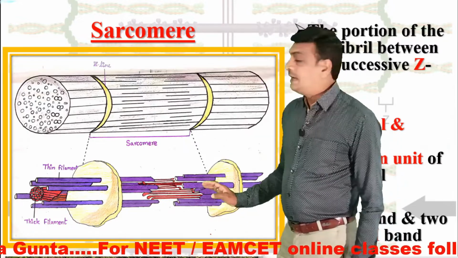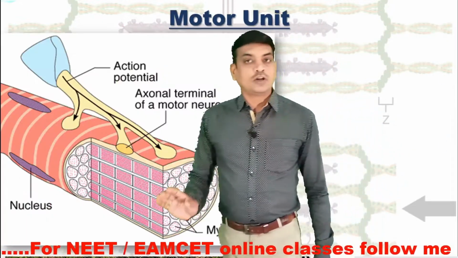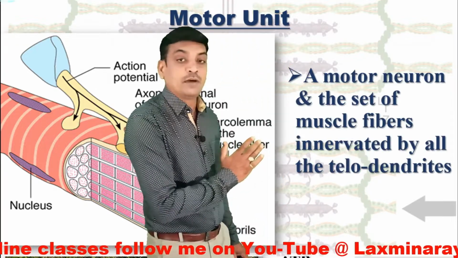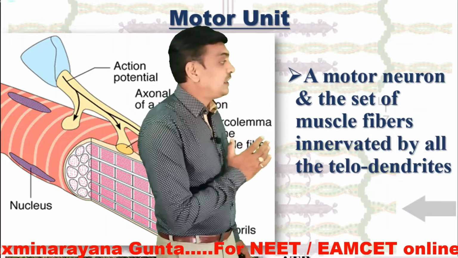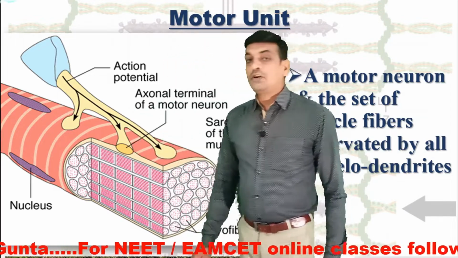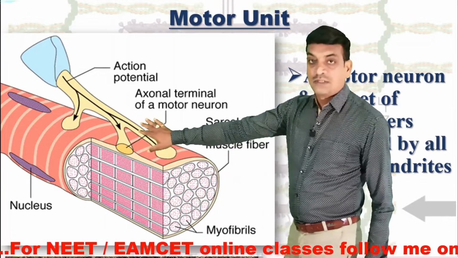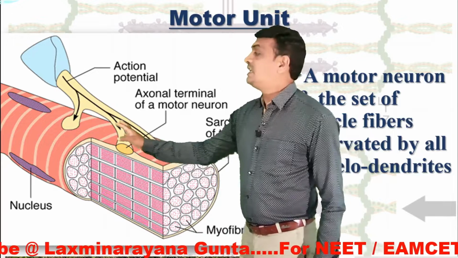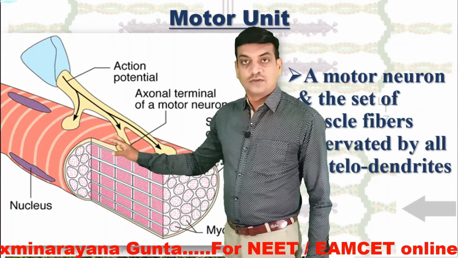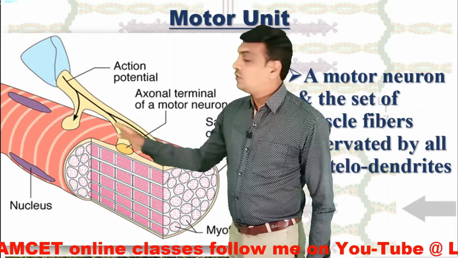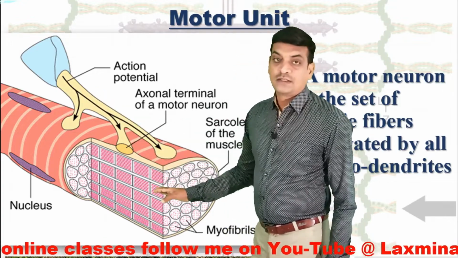And a motor unit. What do you mean by a motor unit? A motor neuron and the set of muscle fibers innervated by all the telodendrites is called as a motor unit. Here you can observe this one is called as a motor unit. These axon terminals of a motor neuron supply the action potential to all the myofibrils.